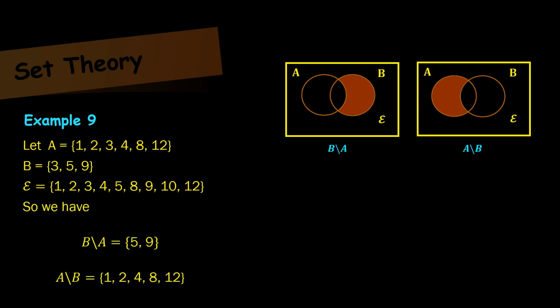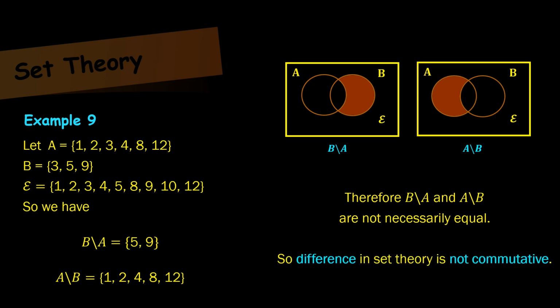So in our example, we have B not A equals 5 and 9, and A not B equals 1, 2, 4, 8 and 12. So we can conclude that B not A and A not B are not necessarily equal, and therefore difference in set theory is not commutative.